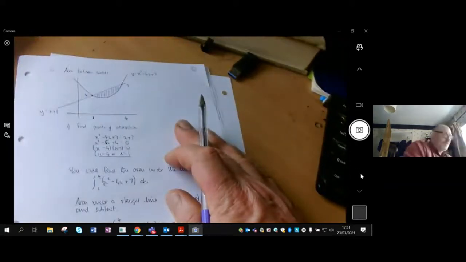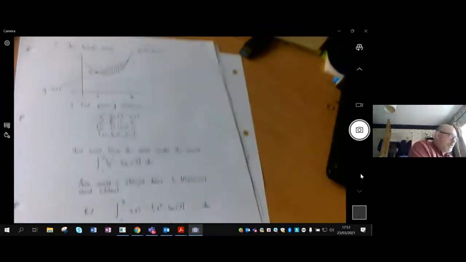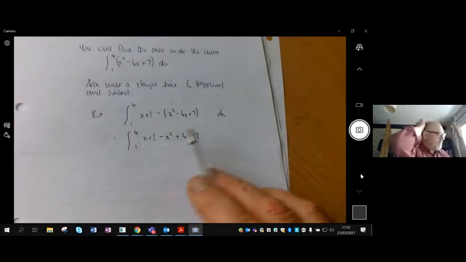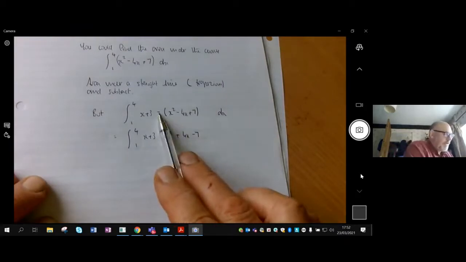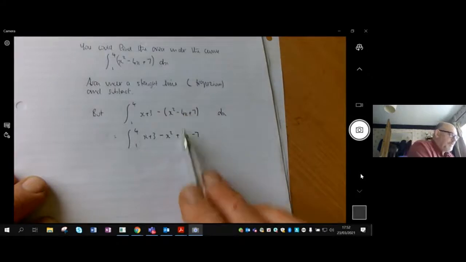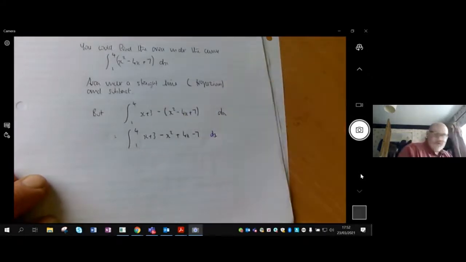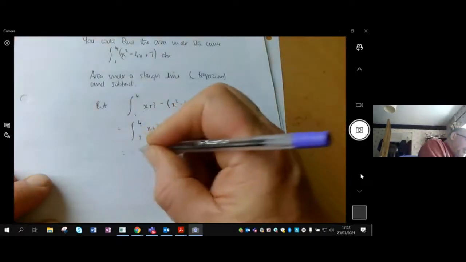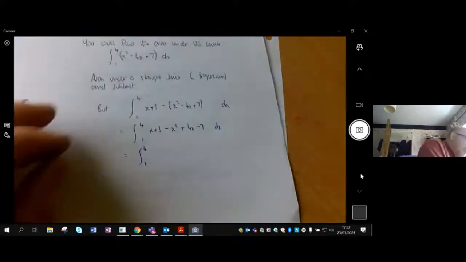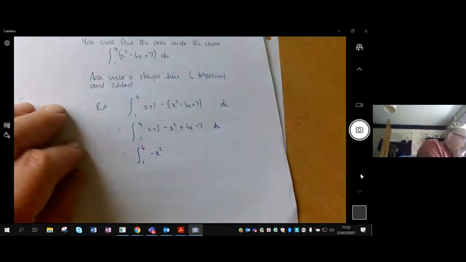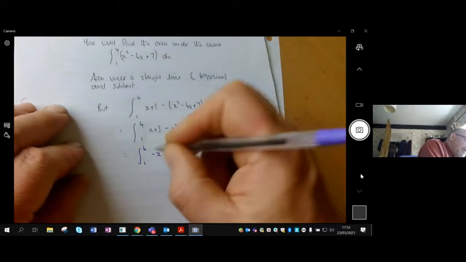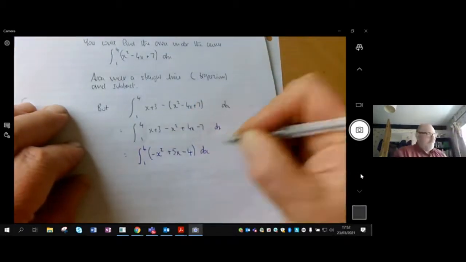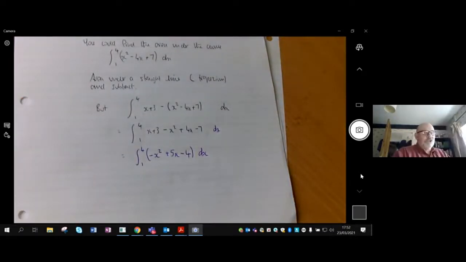So, let the algebra do the work. The straight line minus the curve. And instead of integrating or anything, simplify this algebraically. Be careful with the minus sign there. Look, minus x squared plus 4x minus 7 dx. And then I simplify that, which is the integral from 4 to 1 of minus x squared plus 5x minus 4, and I'm integrating that with respect to x. Now, it's a negative x squared at the beginning. Trust the algebra. Let the maths do the donkey work.